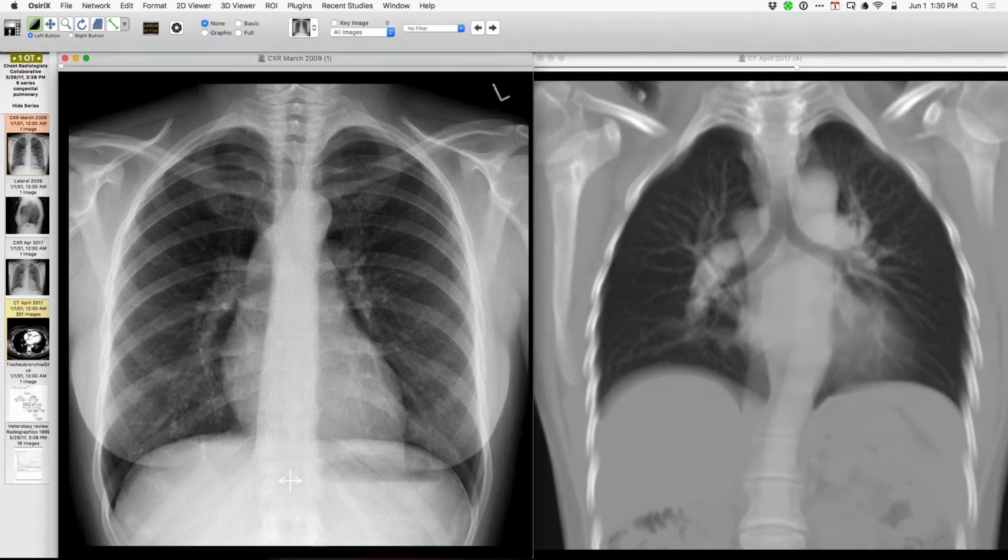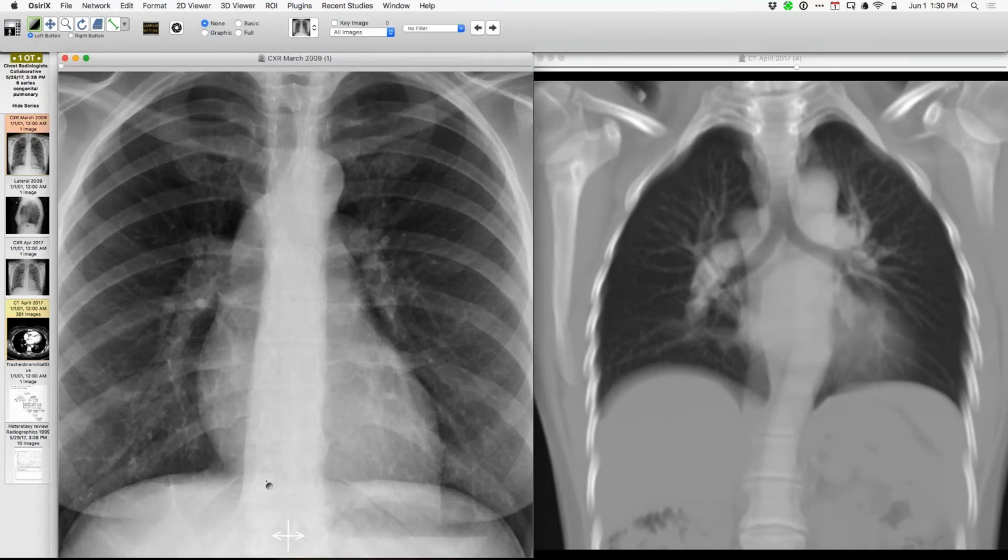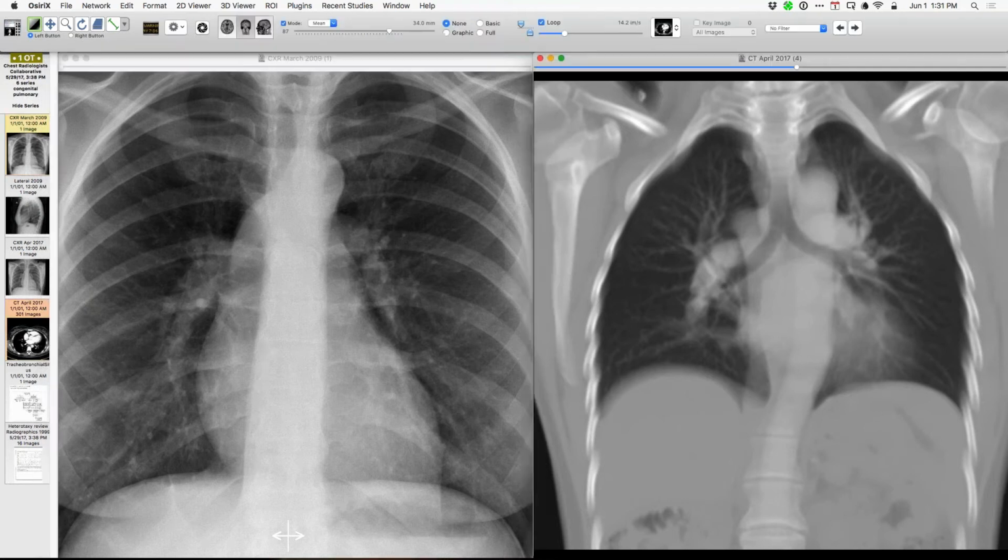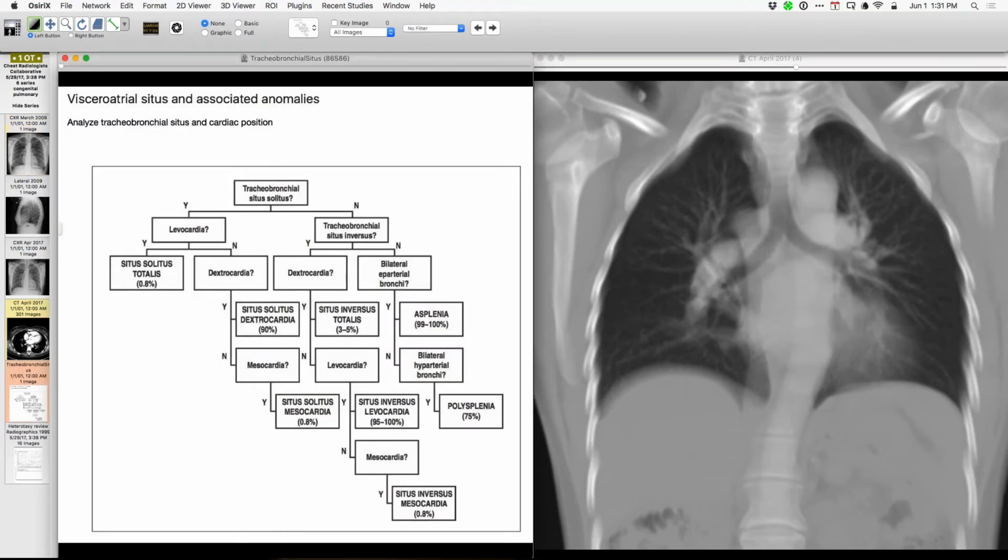And the other relatively subtle finding on the frontal radiograph is that there is a mediastinal lung interface that parallels the spine. It's pretty subtle. You can see it here, kind of disappears up there, but you can see it right there. So if you see this and you're lucky enough to see, for example, the airway abnormality, then the notion of tracheobronchial situs comes into play.